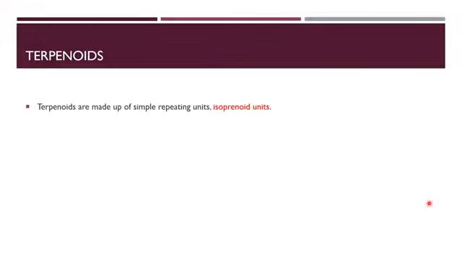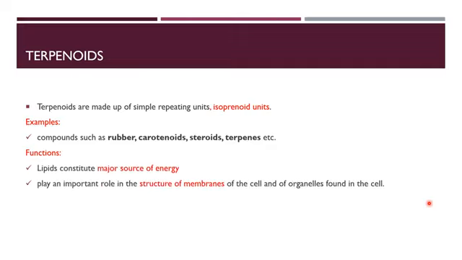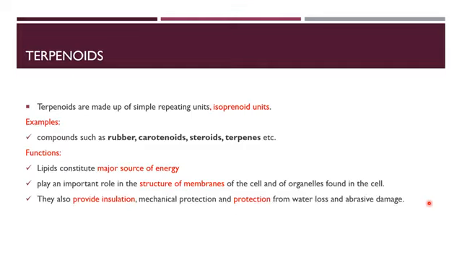Okay, so the terpenoids are made up of simple units that are known as the isoprenoid units, and the examples include the rubber, carotenoids, steroids, and terpenes. Their functions, they are the major sources of energy. They also play a structural role in the membranes of the cells and the organelles, and they provide insulation and mechanical protection and protection from the water loss and abrasive damage.